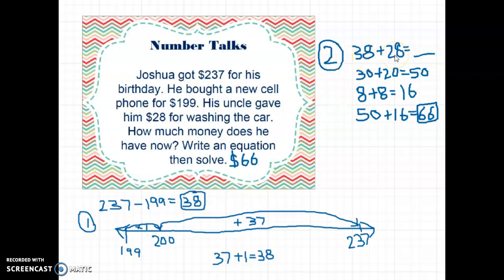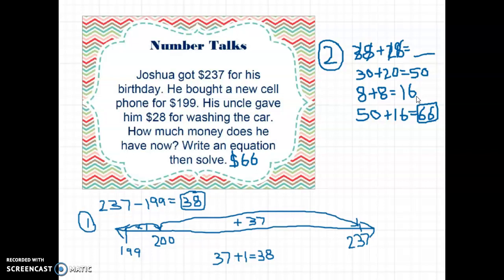38 plus 28, because I know that's how much money Joshua's uncle gave him for washing the car. His uncle gave him $28 for washing the car. In this step, I chose to decompose 38 plus 28. The first thing I did was add my tens. 30 plus 20 equals 50. I added 30 and 20 right here. My answer was 50. Next, 8 plus 8 equals 16. What's down here? 8 plus 8 equals 16.